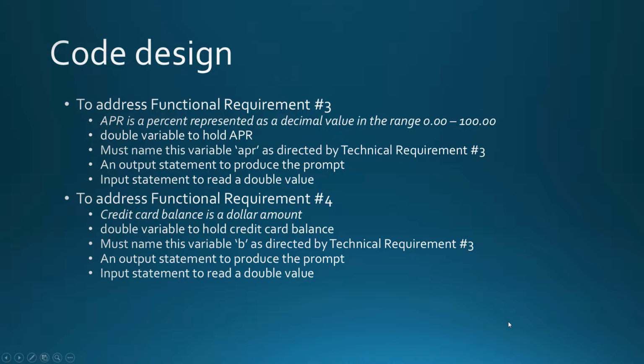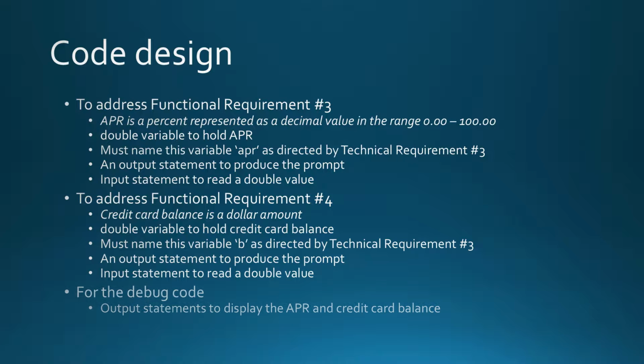Then we'll need an output statement to generate the necessary prompt, and an input statement, just like for the code for requirement 3, to read the double value. Finally, we'll add a couple of output statements to display the APR and credit card balance.